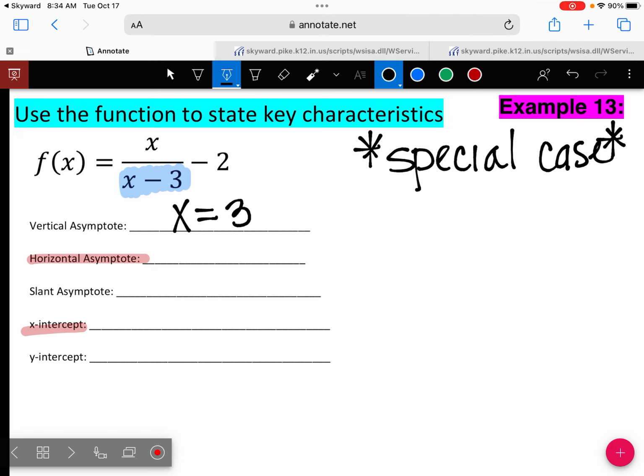This equation, because we look at our degree, is balanced. This is a balanced function. Because it's balanced, we don't have a slant. Only top heavy has a slant. I'm going to do all the easy stuff first. And then how do you find your y-intercept? What do you have to do to find your y-intercept? Substitute a 0 for x. Let's do that.